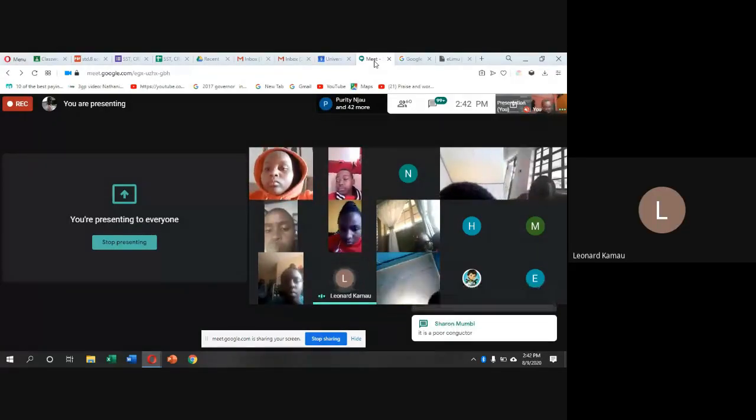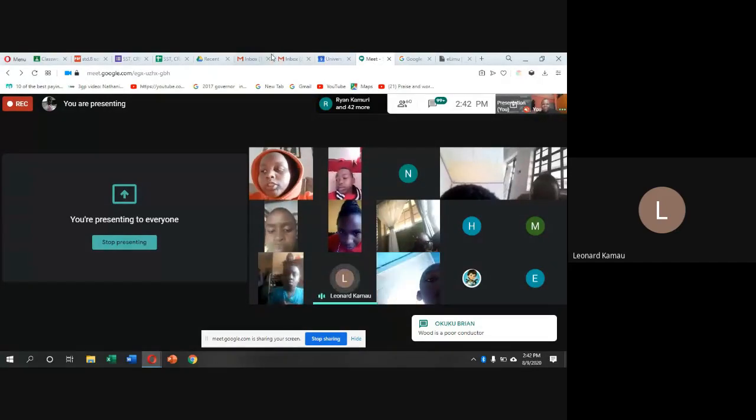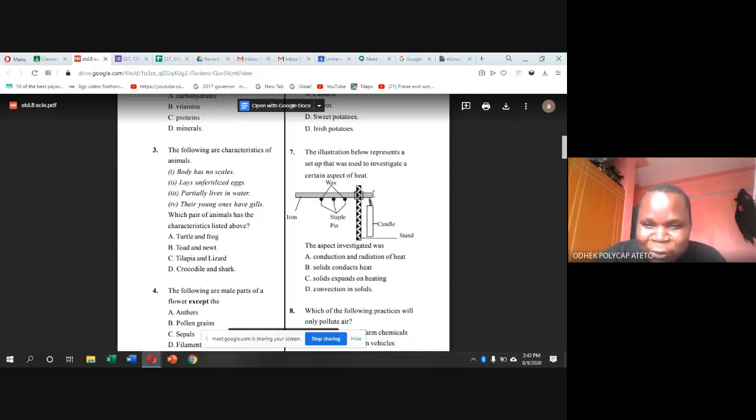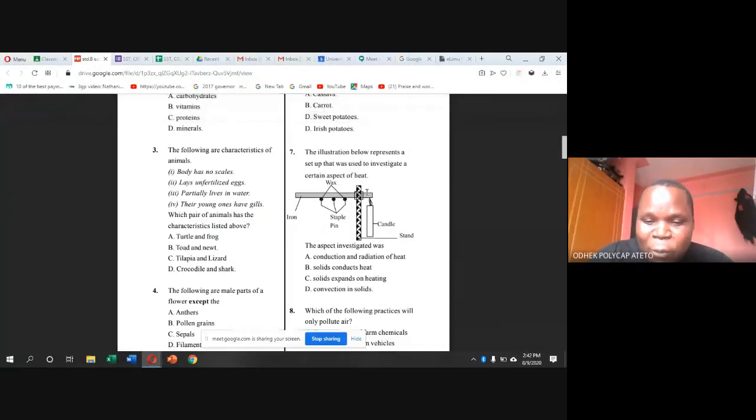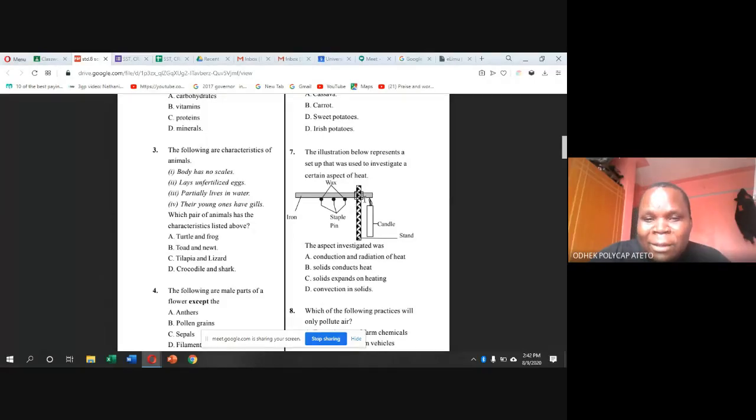Because wood is a poor conductor. Yeah, wood is a poor conductor of heat, and these people are investigating conduction. Therefore, the material that they have to use here was supposed to be iron.